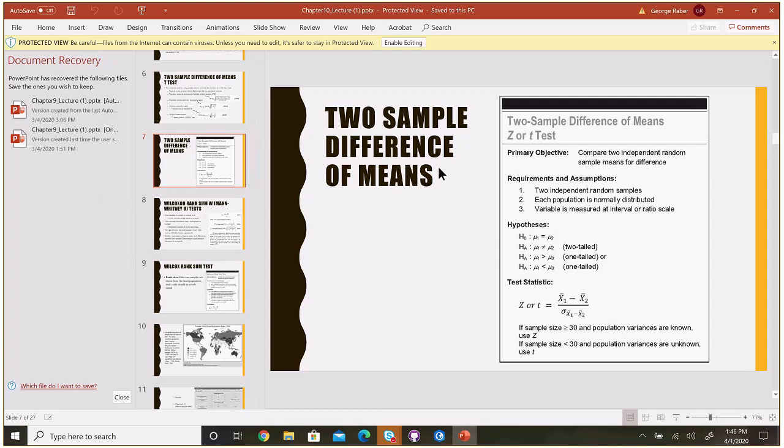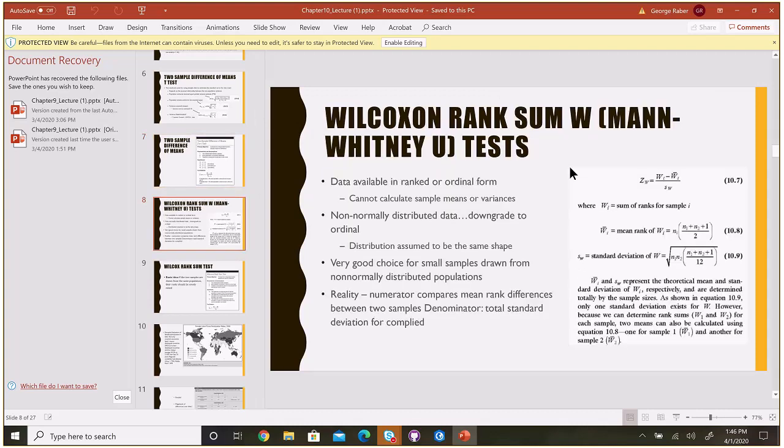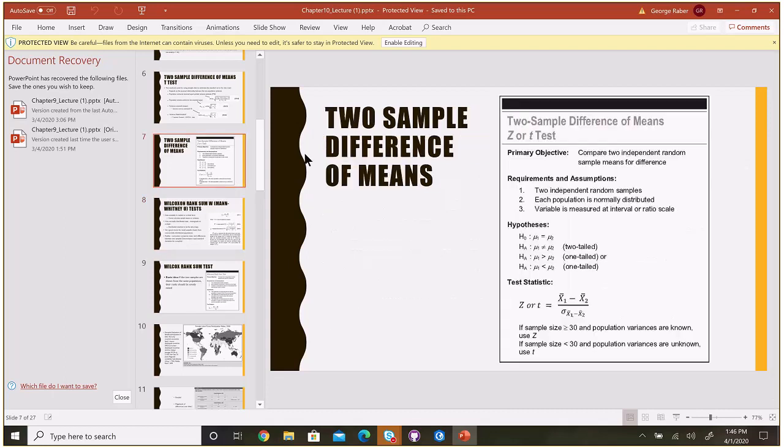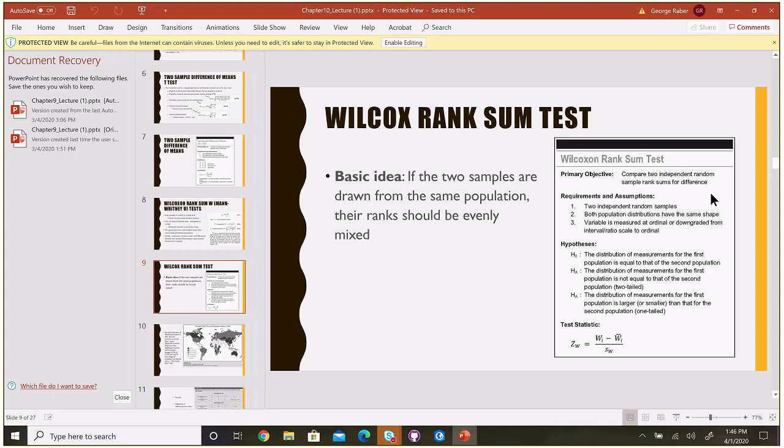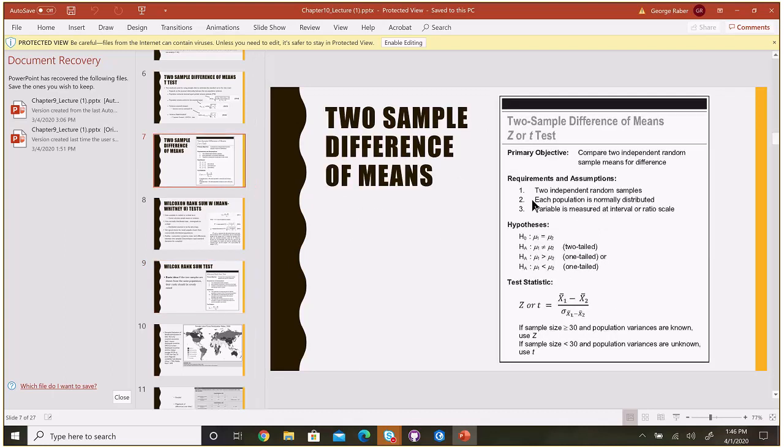All right. Now, each of these has a non-parametric version that's associated with it. So here is the non-parametric version of the two-sample difference in means test. So you only would use the non-parametric version if you couldn't answer each of these. Each population is normally distributed.